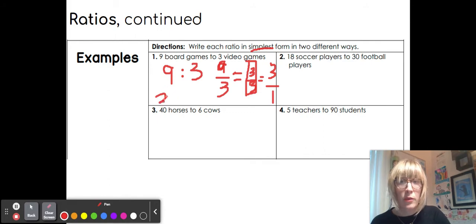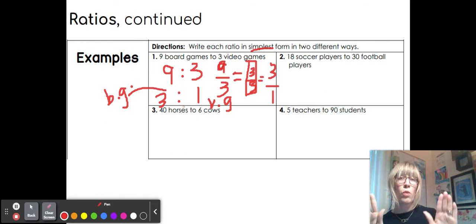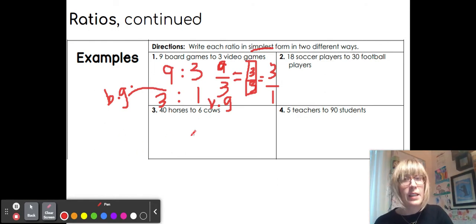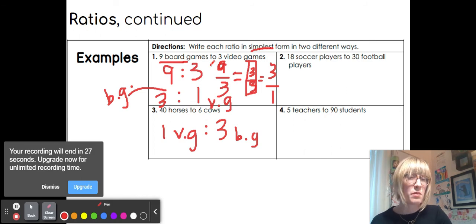So we end up having a 3 to 1 ratio of board games. You want to be sure to label board games. I'm just going to do a VG to video games. Okay, so we have a 3 board game to 1 video game ratio. Technically speaking, you could also say you have a 1 video game to a 3 board game ratio, right? The numbers are the same, but since in our problem it started with board games first, we want to keep board games first and have video games follow.